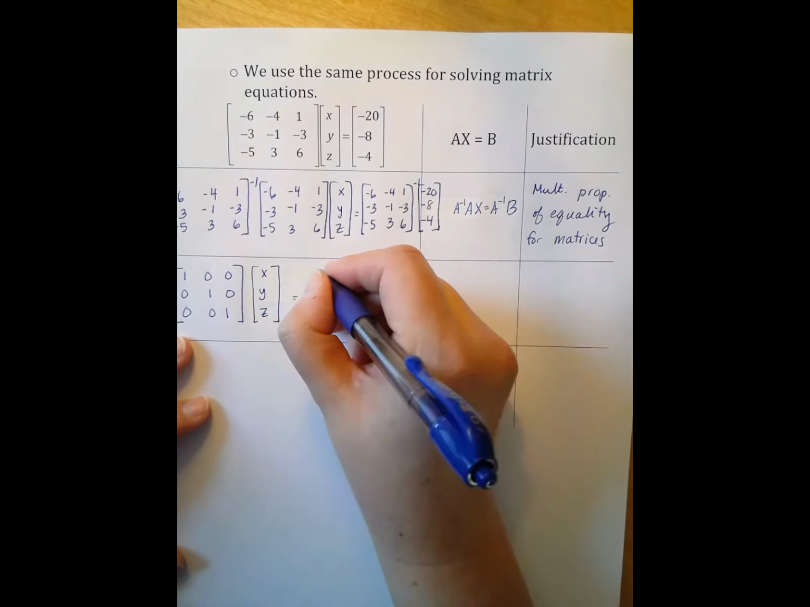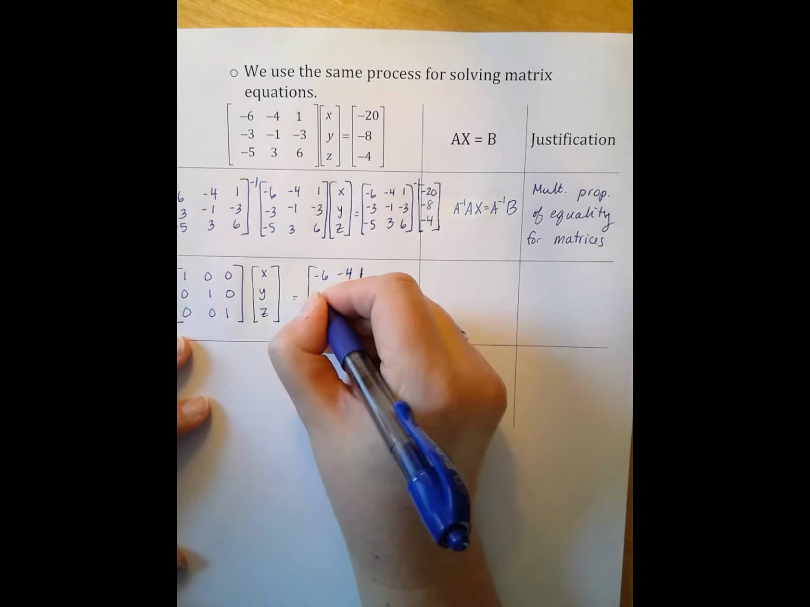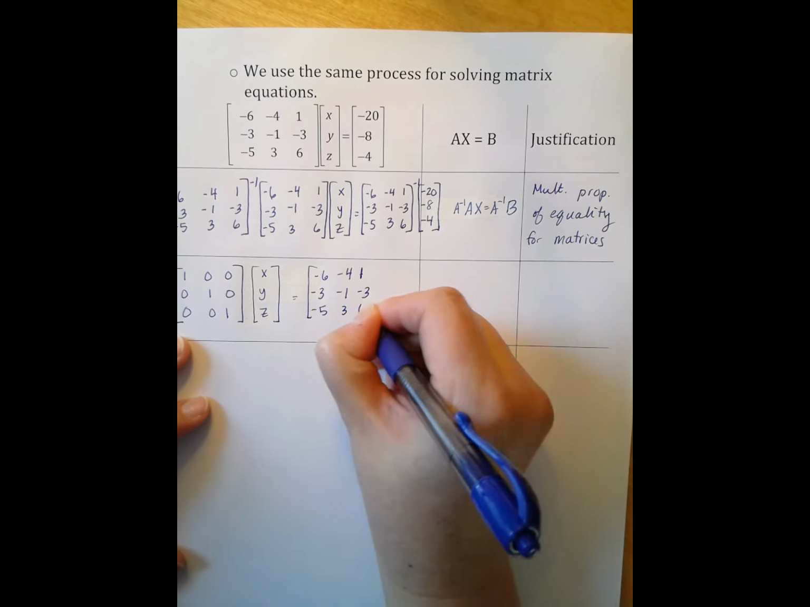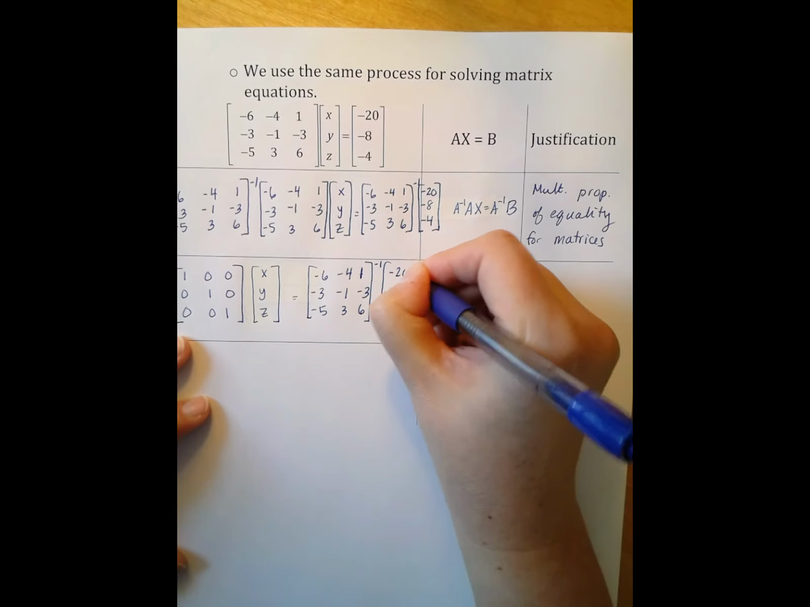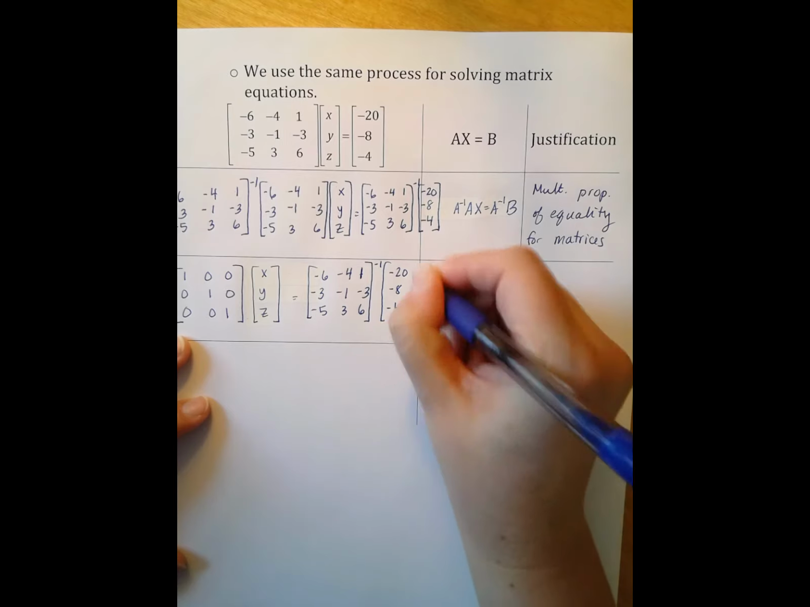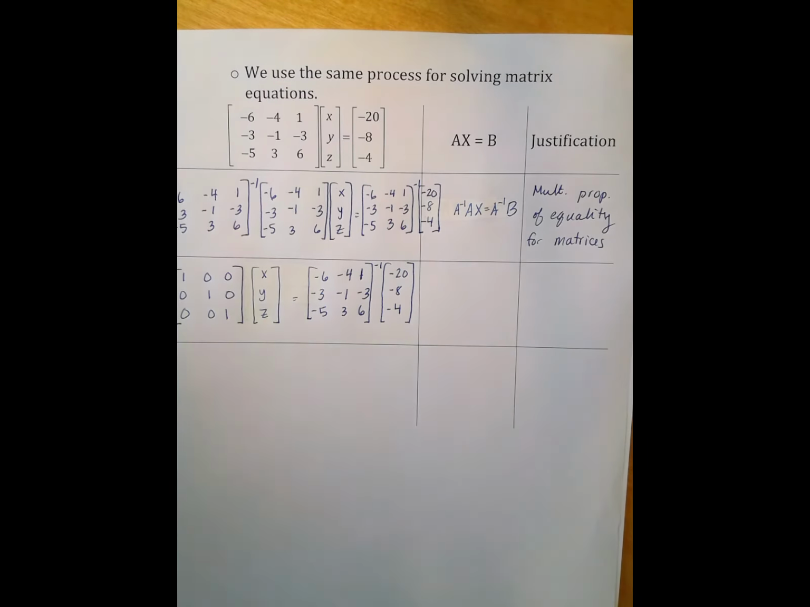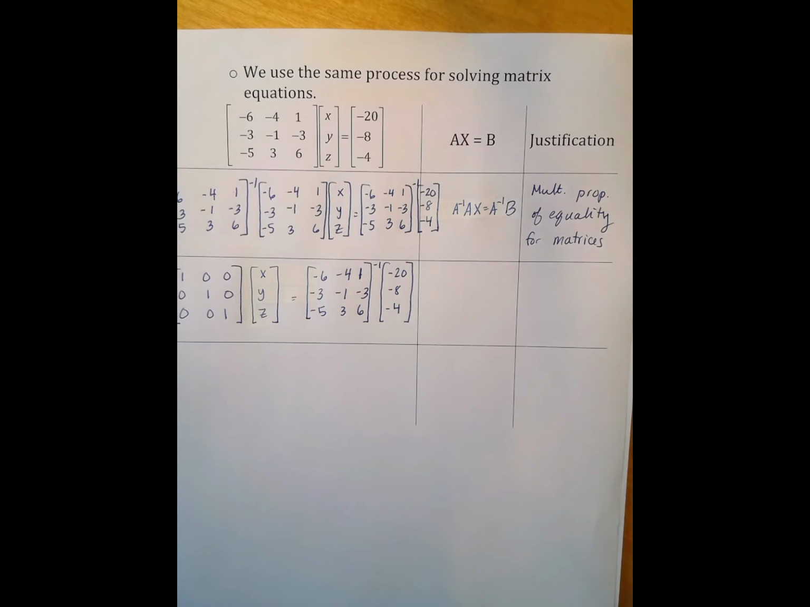And then on my right-hand side, I still have my inverse matrix, so -6, -4, 1, -3, -1, -3, -5, 3, 6, the inverse, and then I still have my constant matrix, -20, -8, -4. I don't know what this inverse is. It's not like I can just flip it. It's not that it's -1/6 or +6 or +1/6 as my first element. I don't know what it is, and so I'm going to leave it as that inverse piece for now.